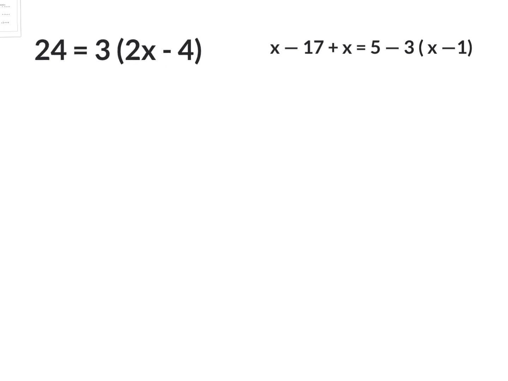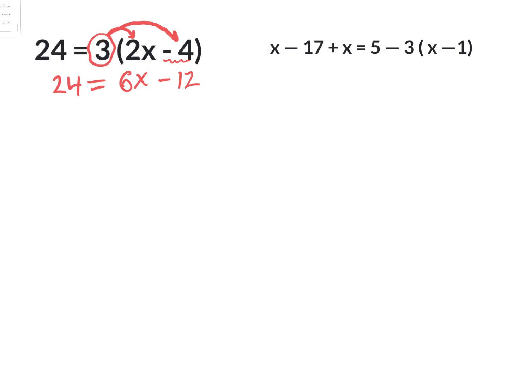Whenever I distribute, I like to circle what I'm going to distribute and then draw an arrow. 3 times 2x, that is 6x. Then I go back to the 3 and I distribute to the minus 4. 3 times minus 4, or you could consider it a negative 4. 3 times negative 4 is a negative 12, but we write it as a minus 12. So let's now bring down the equal sign and bring down the 24 on the left side. And here is what we call a simplified equation.